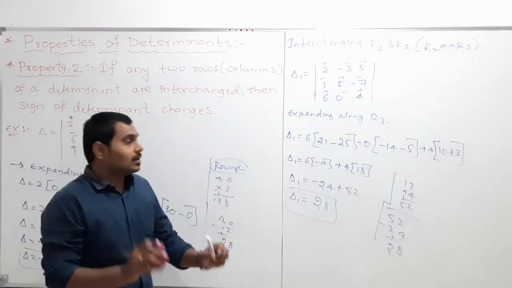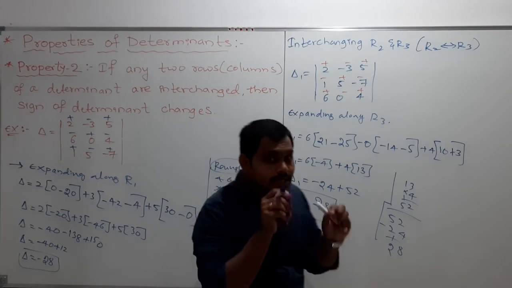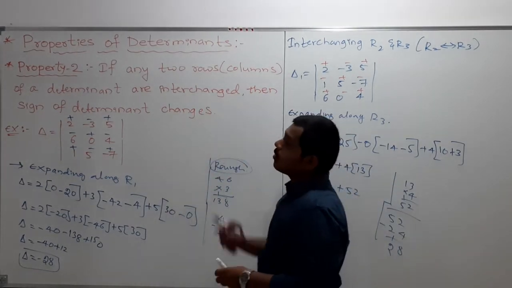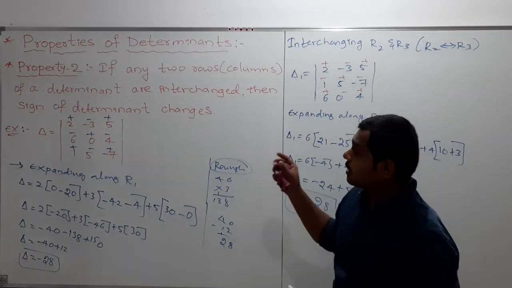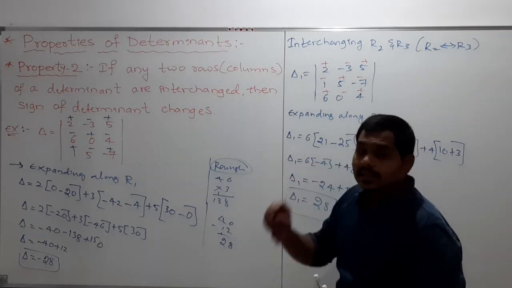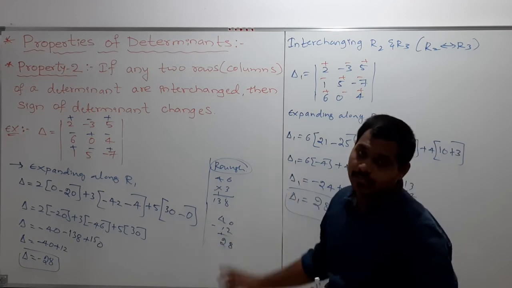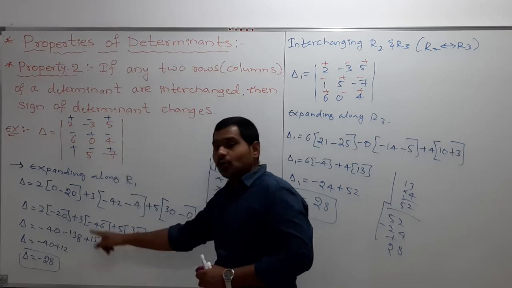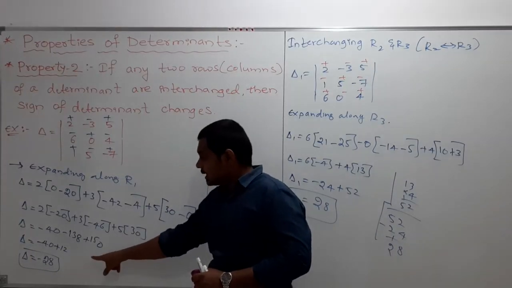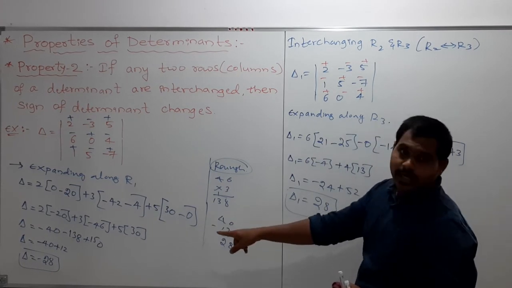Clear? Yes. Now you can clearly verify and understand the meaning of property 2. Please, my dear students, you can understand property 2 very easily from this example. What is that? I consider one determinant and solve it. The value I got there is minus 28.